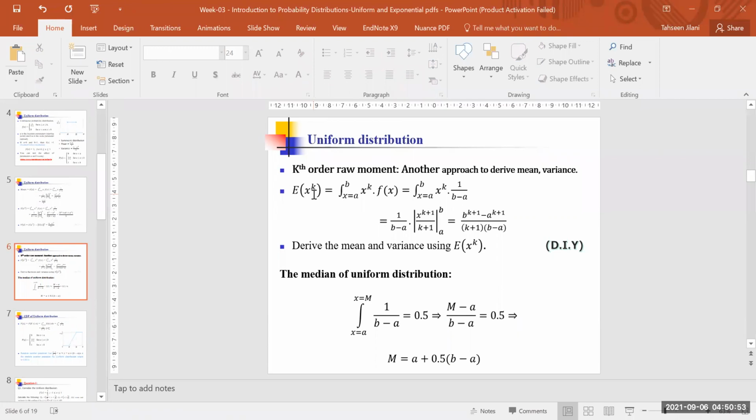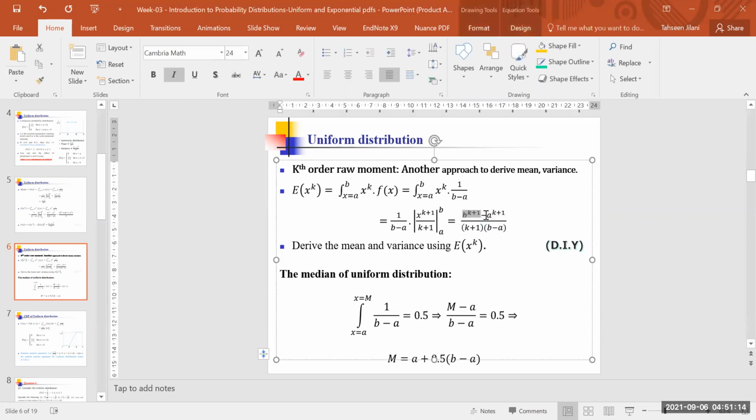Expectation of x power k is the integral of x power k times f(x), from the lower limit to the upper limit. So x power k times 1 over b minus a. Then the integration of x power k will give me x power k plus 1 by k plus 1. The limits are a to b. Then it is the difference of two higher order terms, b power k plus 1 and a power k plus 1.